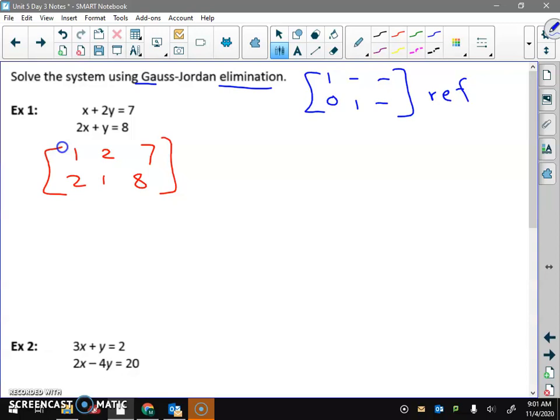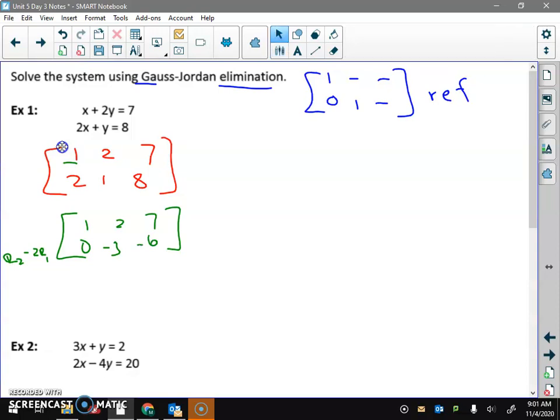And it looks like we got at least a good start here. We got a 1 where we want it. Now I want a 0 where the 2 is, but I can do that pretty easily. Row 2 minus 2 row 1s. 1, 2, 7. 2 minus 2, 0. 1 minus 4, negative 3. Don't panic that we lost that 1 to get to negative 3 because we got the 0. That's going to be more important to us. 8 minus 14 is negative 6.